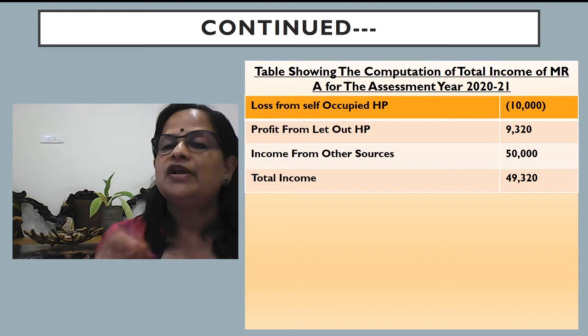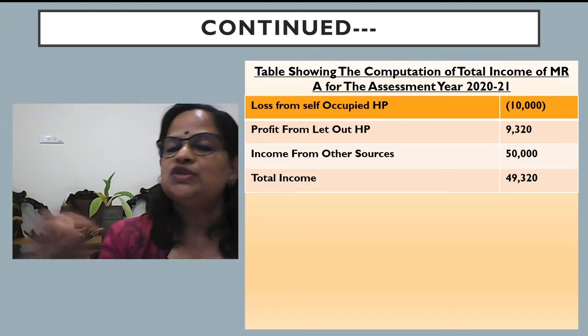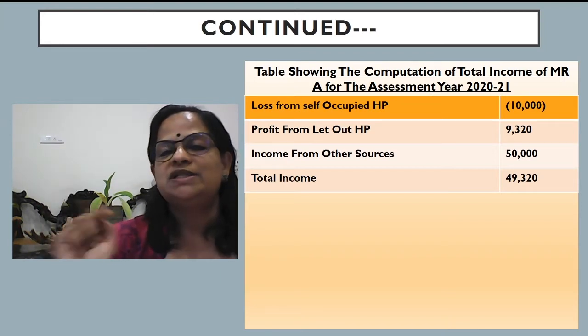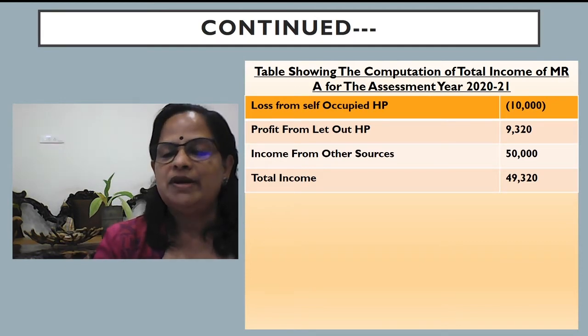It can be salary or any other income or income from other sources. So your tax liability will reduce. So this is the advantage. So the first problem I have explained.